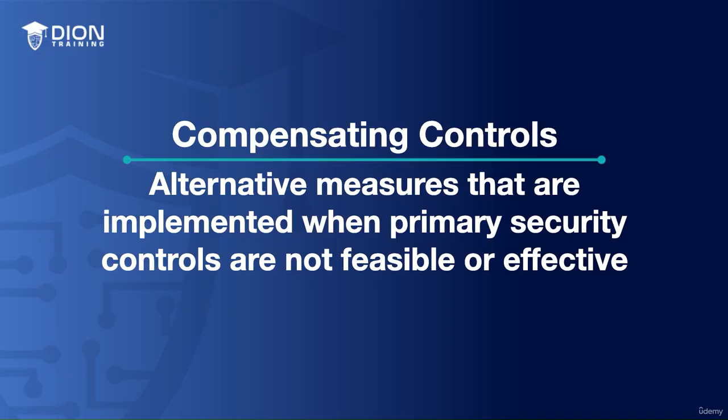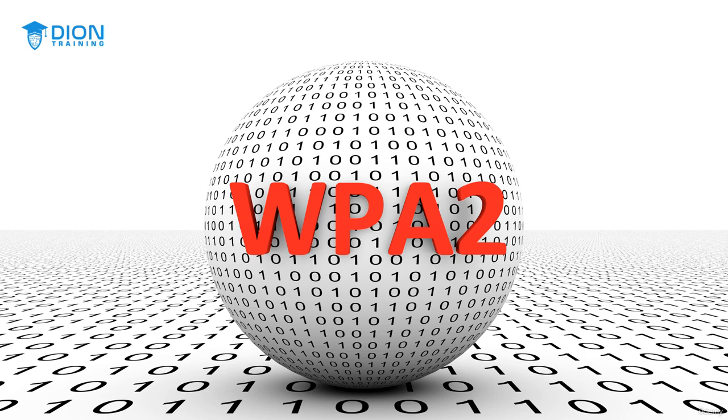Fifth, we have compensating controls. Now, compensating controls are alternative measures that are implemented when primary security controls are simply not feasible or effective. These compensating controls ensure that protection remains intact even if the ideal control is not in place. For example, you may be running a legacy system that simply can't support the latest form of wireless encryption known as WPA3. In this case, you might instead choose to implement WPA2 and use a VPN on top of that from your endpoint to your internal servers to act as a compensating control.